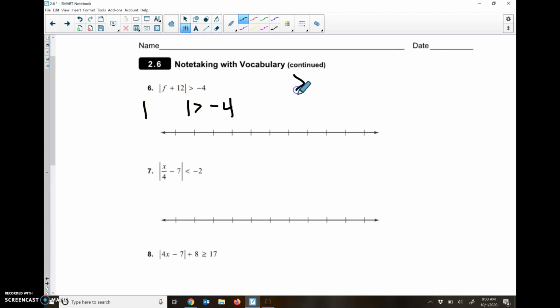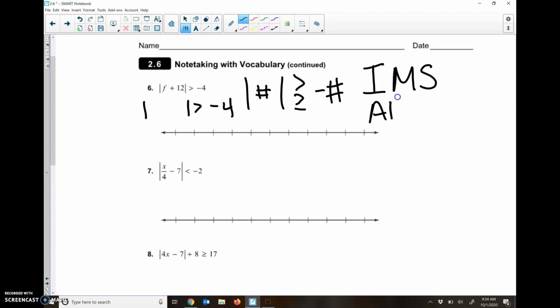So if you ever have a greater than sign or a greater than or equal to sign, and then there's a negative number, so you have absolute value bars, numbers on the inside, right? And you have a greater than or equal to sign, and it's greater than a negative number, it is always all real numbers, infinitely many solutions, whichever you want to use. Okay, all real numbers, infinitely many solutions. And again, the reason for that is it has to be bigger than a negative number. There's no way you're going to get something that's smaller than a negative number.